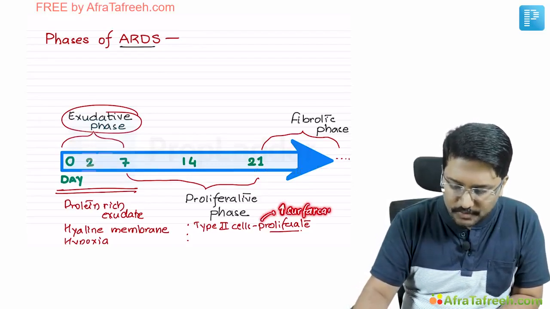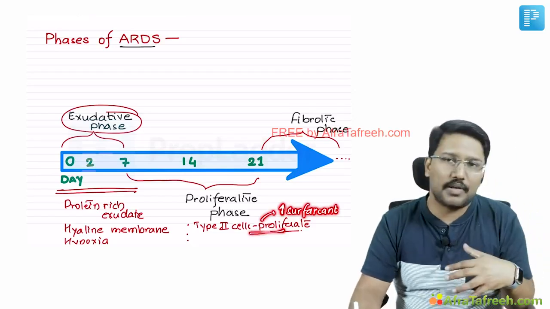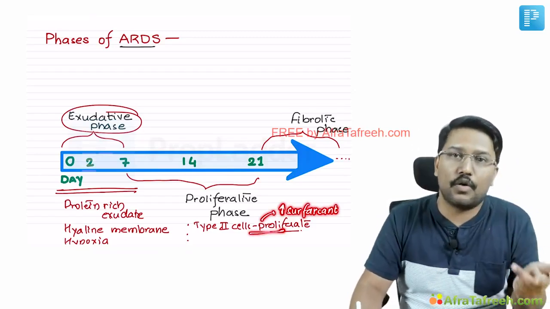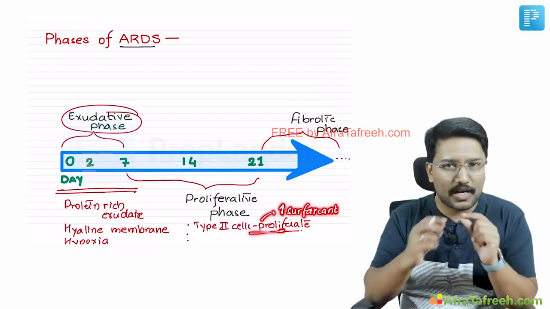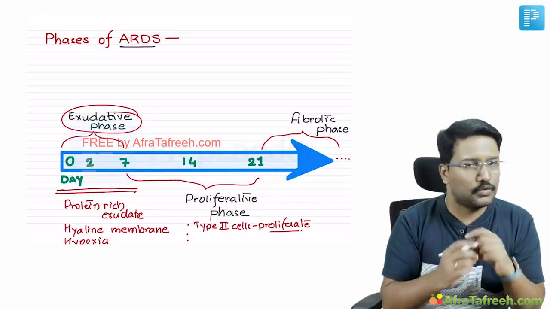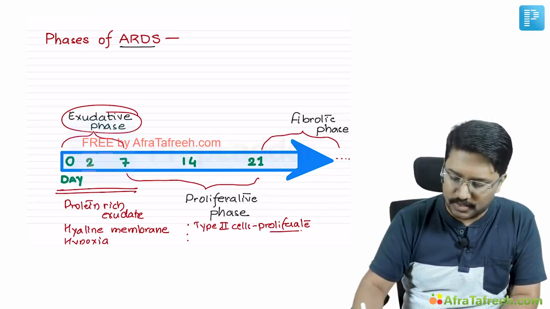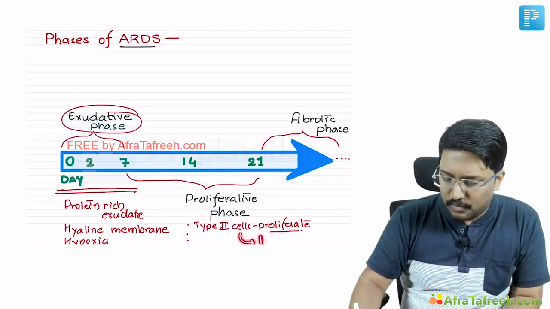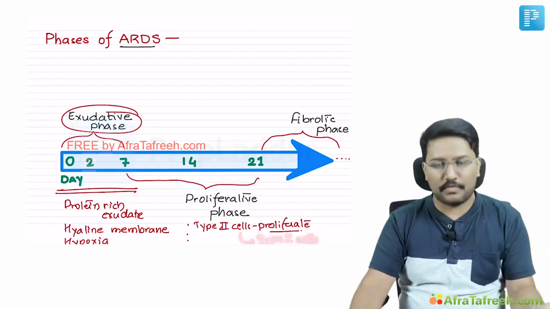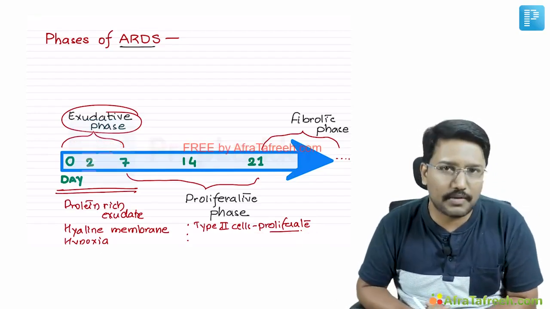Apart from that, the type 2 pneumocytes are capable of assuming the places which were previously occupied by the type 1 cells, and there they can transform into type 1 cells. So they start forming a new alveolar epithelial lining. This again facilitates gas exchange, which was already impaired. So basically, this proliferation of type 2 cells is helping in recovery. That's why I call it a recovery phase.